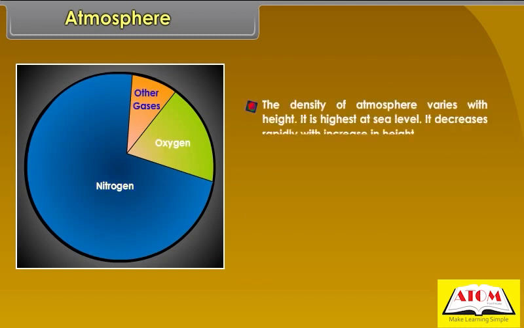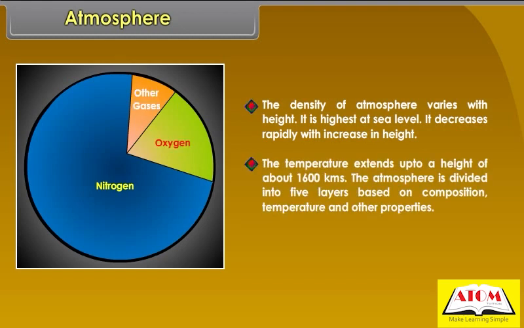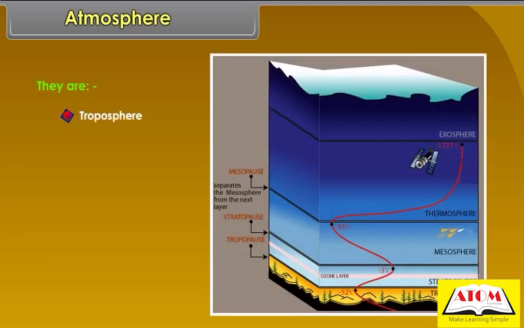The density of the atmosphere varies with height. It is highest at sea level. It decreases rapidly with increase in height. The atmosphere extends up to a height of about 1,600 kilometers. The atmosphere is divided into 5 layers based on composition, temperature and other properties. They are troposphere, stratosphere, mesosphere, thermosphere and exosphere.